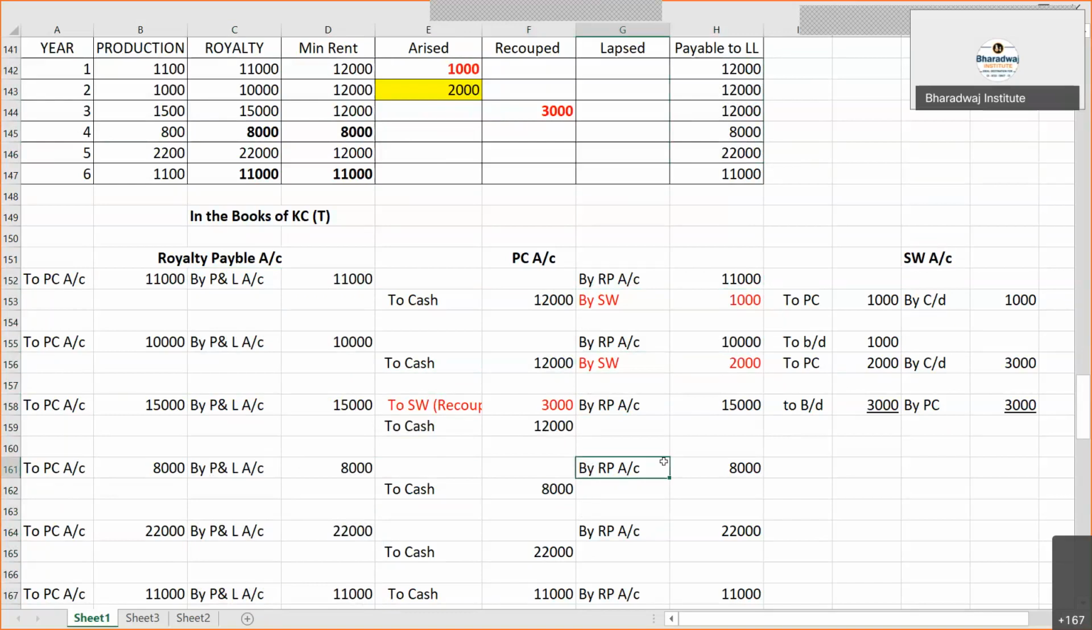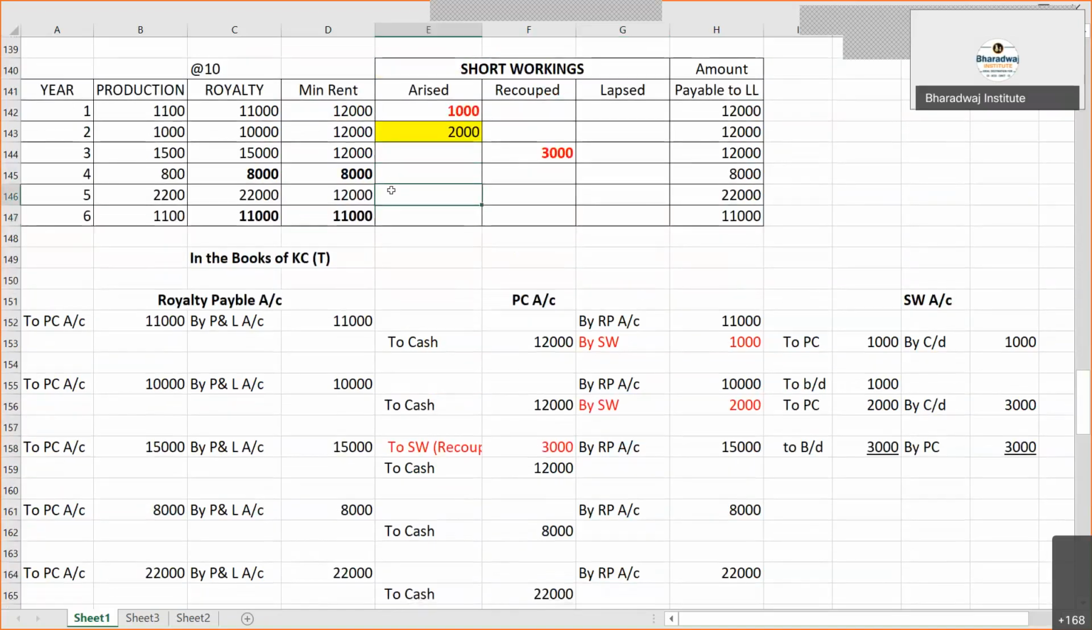Yeah, what about the recoupment amount in the 5th year, sir? There is a recoupment amount of 10,000. There is no recoupment in this problem. In this problem, there is a surplus of 10,000, but you cannot recover anything. Short workings raised are already recovered. 5th year, you cannot adjust 10,000. Why should you adjust 10,000? Royalty is 22,000, you pay that.